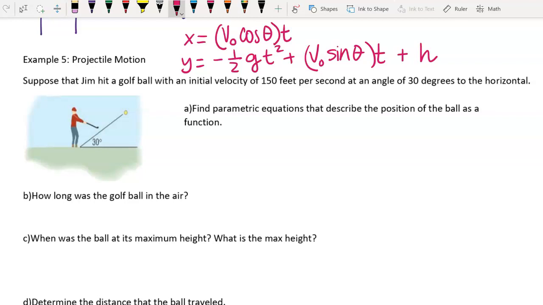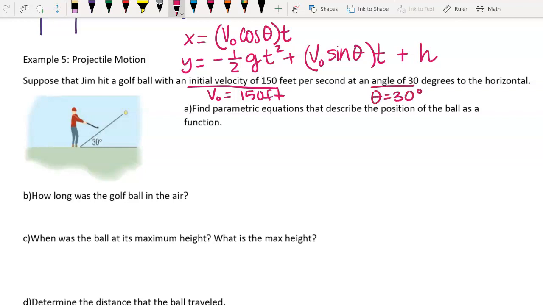All right, guys, let's talk about the variables. V subscript 0 is velocity initial. In our case, your V sub 0 equals what? 150 feet per second. Perfect. Okay, so it says suppose that Jim hits a golf ball with initial velocity of 150 feet per second at an angle of 30 degrees to the horizontal. So what is 30 degrees? Theta equals 30, yep.